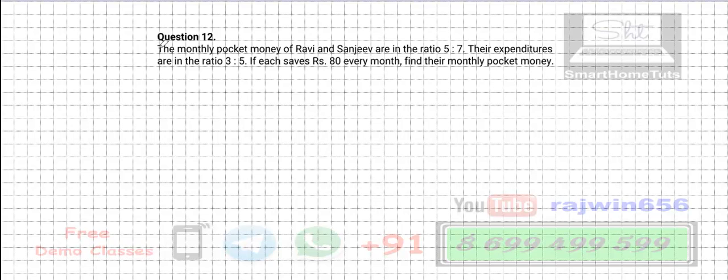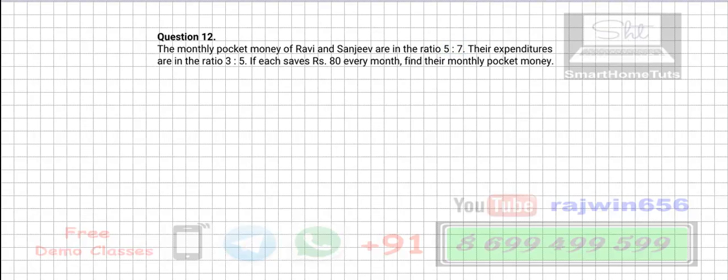Okay, question 12. The monthly pocket money of Ravi and Sanjeev are in the ratio 5:7. Their expenditures are in the ratio 3:5. If each saves rupees 80 every month, find their monthly pocket money. Their pocket money is in the ratio 5:7.